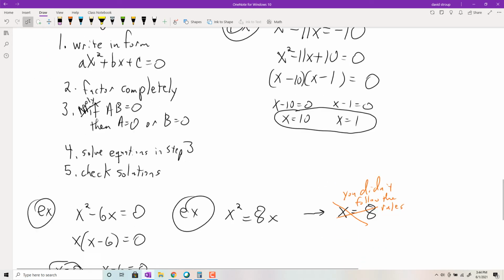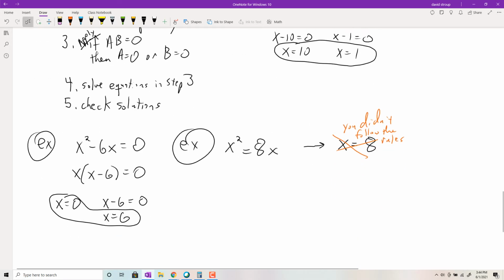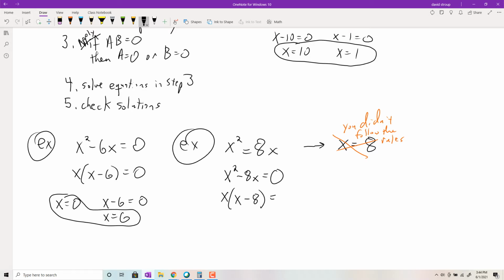What is the first step? Write it in the form. You want 0 on one side. So you move the 8x to the left side by subtracting it. And now it's equal to 0. And now the next step is to factor completely. So I can factor out an x. And then you set each part equal to 0.